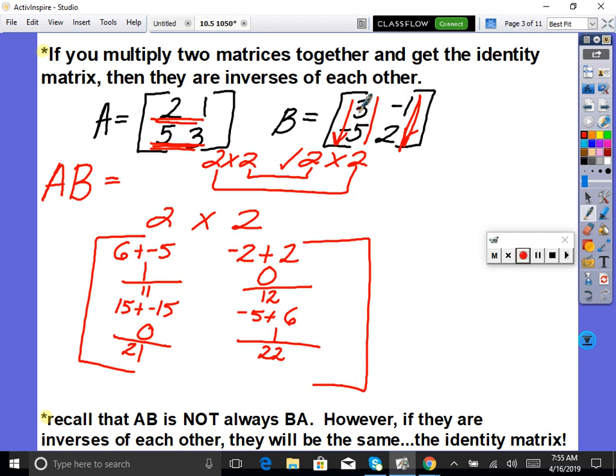Now, if this is true, guys, then what's going to happen when we do B times A? Any guesses? It'll be the identity matrix. If they undo each other, it's not going to matter which way you multiply them, they're going to undo each other. Does that make sense, everybody? So we know that not all A times B's equal B times A, but if they're inverses of each other, it will be the same. It will be the identity matrix. So I'm not going to multiply it out the other way because I think you could do that on your own, and I think you guys probably understand why that works. If something undoes each other, it doesn't matter the order, it'll undo each other.